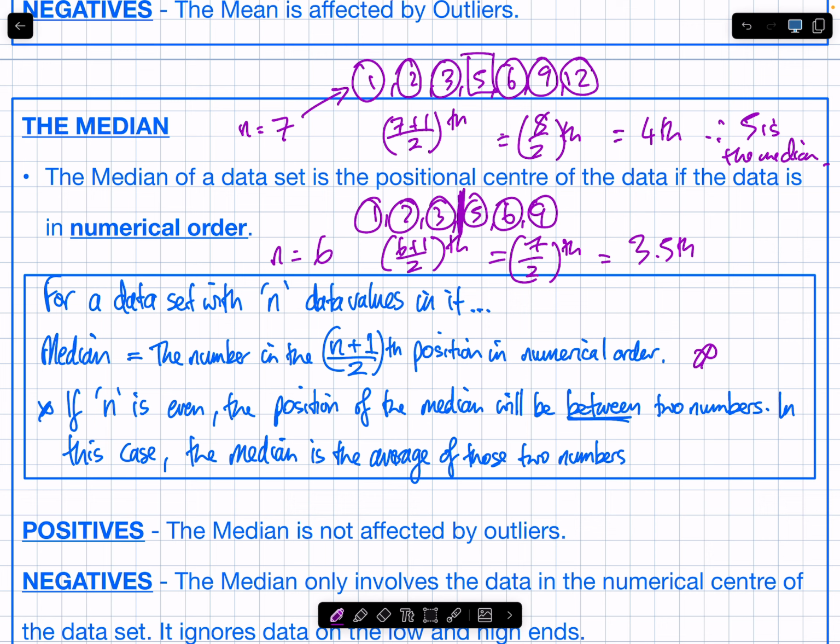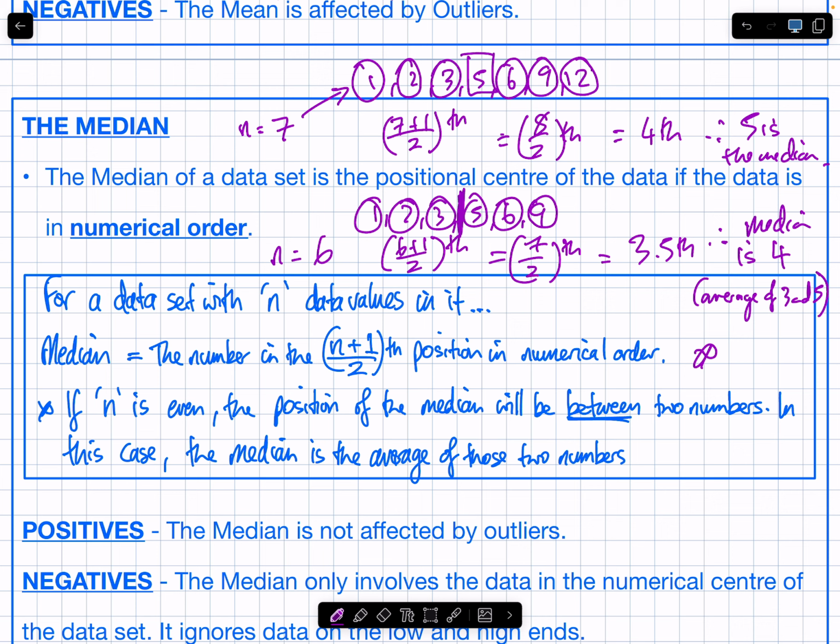Well, it's not both, because then you use this. If n is even, the position of the median is between two numbers. In this case, the median is the average of the two numbers. And I just showed you how to find the average. It's the mean. So what is the average of 3 and 5? 3 plus 5 is 8. And how many numbers did I just add together? So 8 divided by 2 is 4. So the median here is going to be 4, because it's halfway between 3 and 5. So 3.5, therefore, median is 4. You could write in brackets average of 3 and 5.